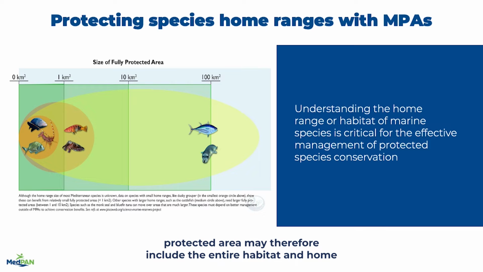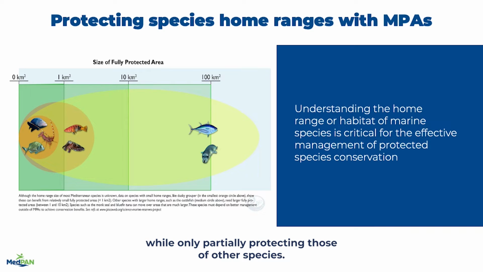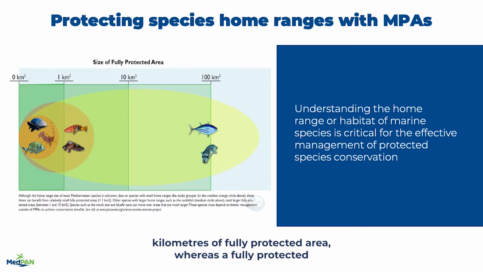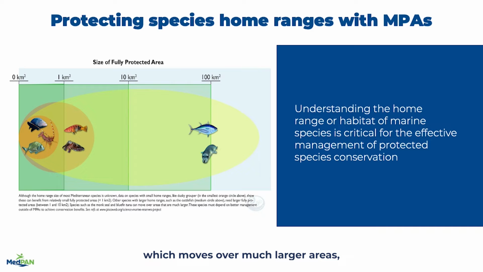A marine protected area may therefore include the entire habitat and home range of certain species within its perimeter, while only partially protecting those of other species. For example, on the slide, the dusky grouper will be able to benefit from a few square kilometers of fully protected area, whereas the fully protected area will only cover a small portion of the home range of the monk seal, which moves over much larger areas, up to 100 square kilometers or more.